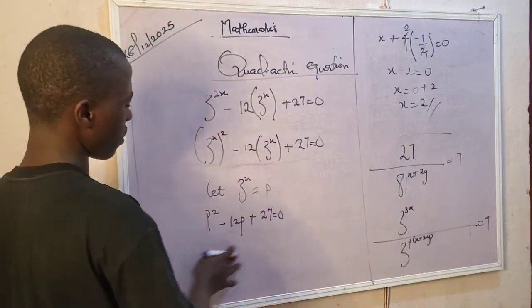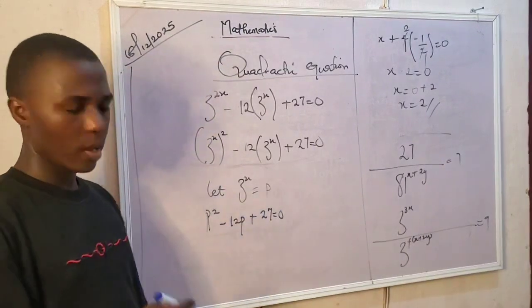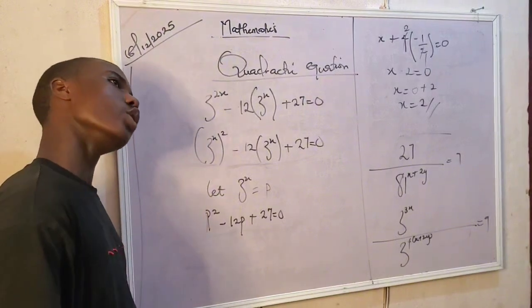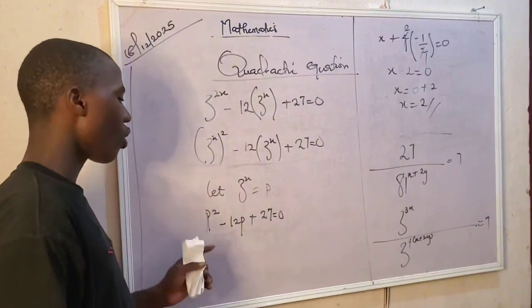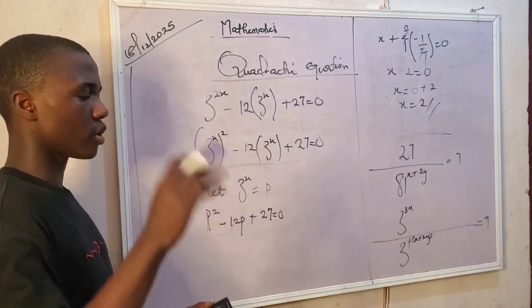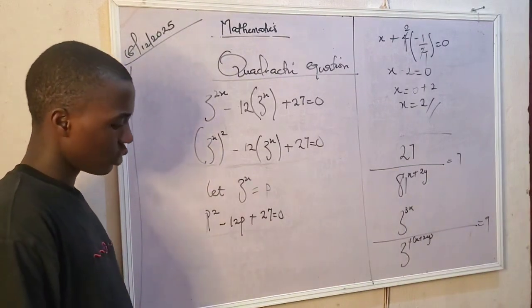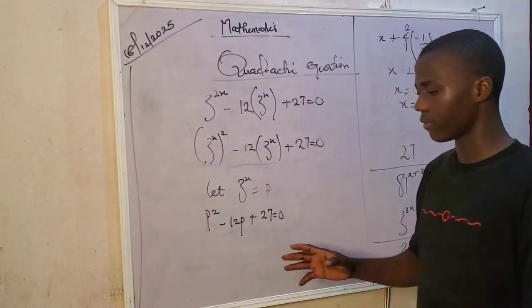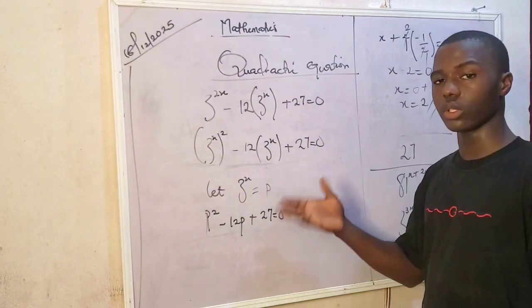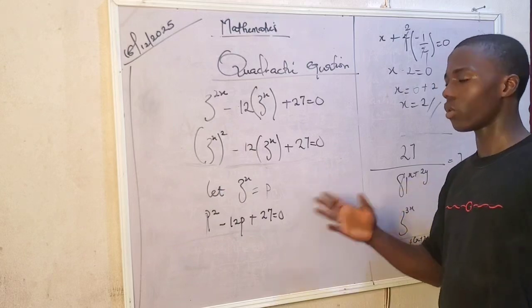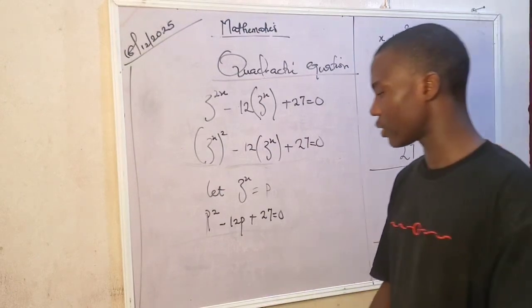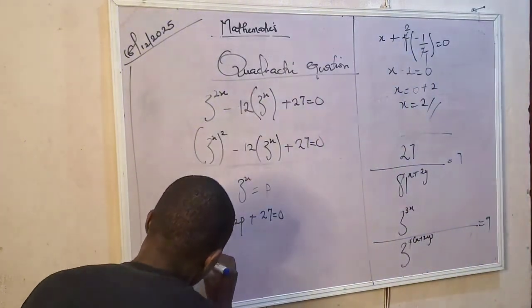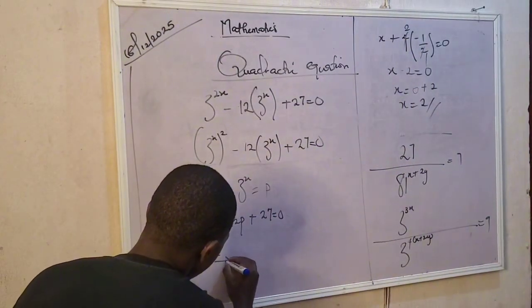Now this brings us to our quadratic equation. Now how do we solve a quadratic equation? You either use the factorization method, the formula method, or the completing the square method. So let's see which one works out here. I'm going to try the factorization method first. If it doesn't work, then we're going to use the completing the square method or the formula method. So what I'm going to do is multiply this. It becomes 27p squared, and let's get the factors.